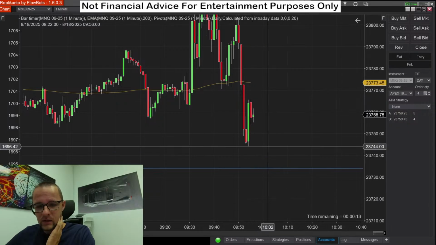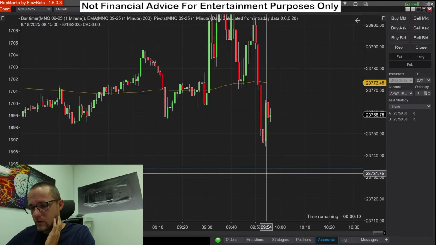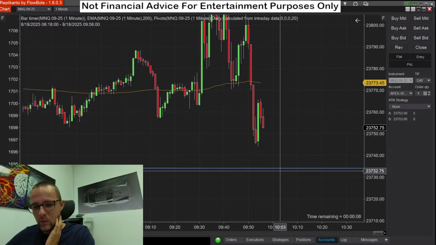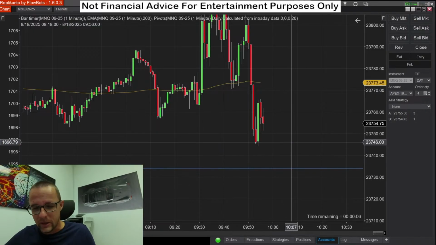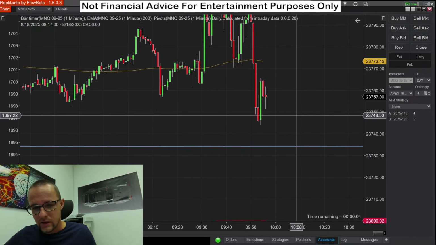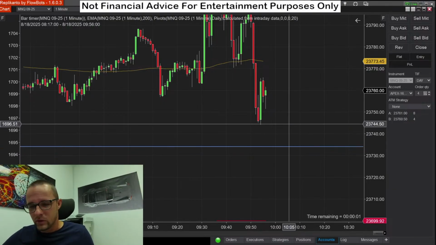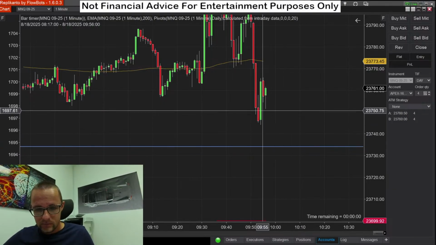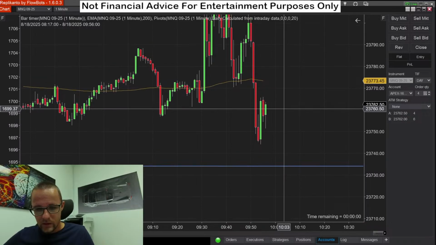I want it to take out these lows. If I'm thinking about a reversal trade, I want these lows to get taken out so these lows become protected lows. So that if I have my stop down there, those lows are protected. All right, let's see.